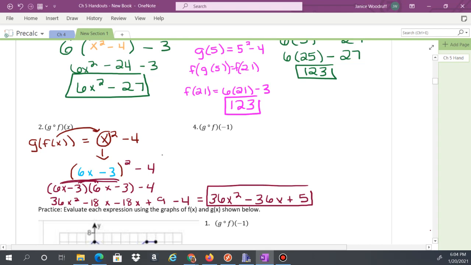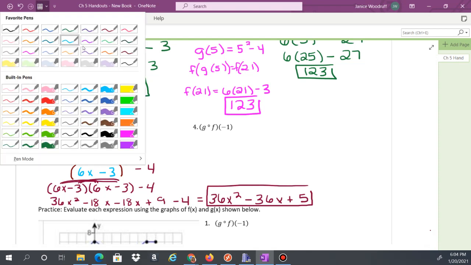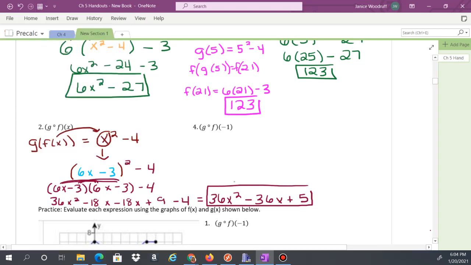Okay, and then g of f of -1. I already did g of f of x, so there I can just plug the -1 in. So let's go ahead and do that. We're going to go 36 times -1 squared minus 36 times -1 plus 5. So -1 squared is positive 1 times 36, which gives us a positive 36. Negative 36 times -1 will give us a positive 36, plus 5. So 36 plus 36 plus 5 should give you 77.